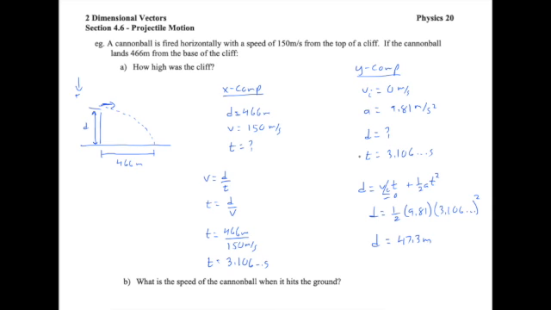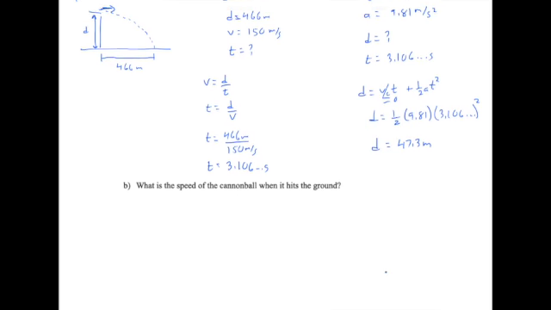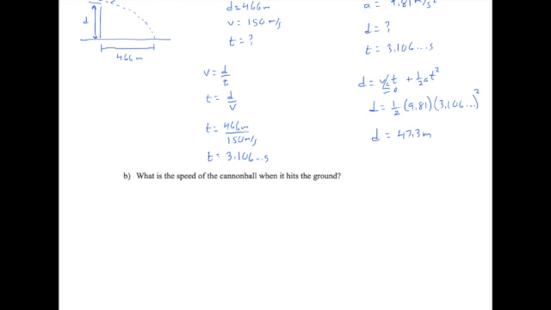Now the next one that we can ask is what is the speed with which the cannonball hits the ground? And one thing that you really need to watch with this one is that when the cannonball hits the ground, it's not coming straight down. It's always going to be coming at some angle. And so that means I'm going to have both horizontal and vertical components to that final velocity vector.